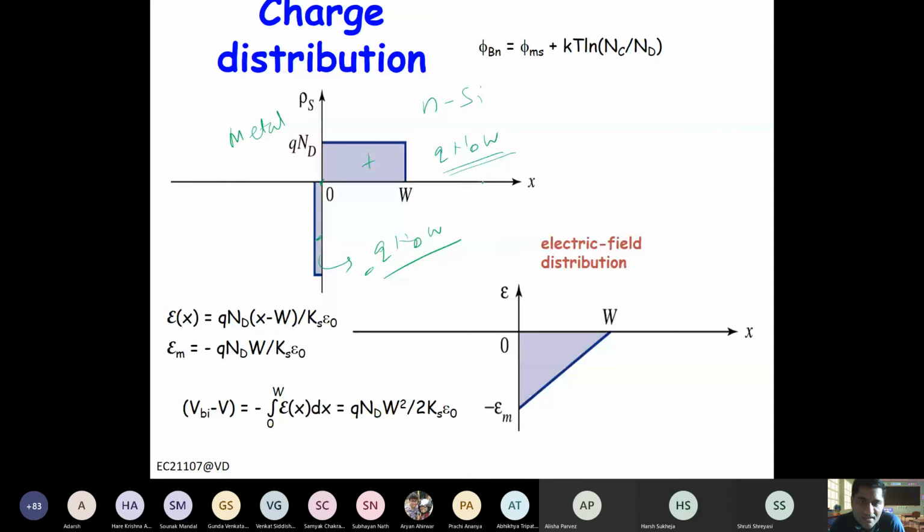Because del dot D equals rho, right? Now rho is Q Nd. So D will be the integral dx, so Q Nd times W, and D is epsilon E. So E will be Q Nd W by epsilon, right? So that's what's written here. Now epsilon is basically the dielectric constant times free space permittivity. And similarly, if you integrate this one, you will get the potential, integral E dx.